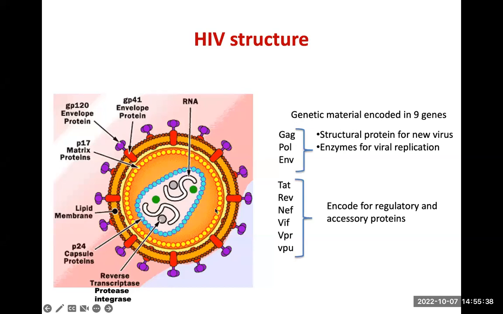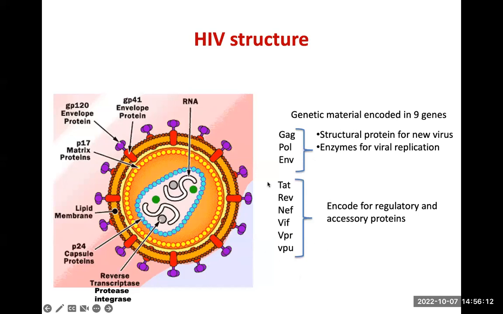So all these are mediated by 9 genes, and we have the 3 main genes, which are structural or enzymatic genes for enzymes. Those are the main ones. The GAG is mainly for structural proteins, and the envelope also is for structural proteins. The envelope, of course, will be the GP120 and GP41. Then you have the polymerase gene, the Pol gene, which will have enzymes like the protease, the integrase, the reverse transcriptase. So that's the Pol gene.